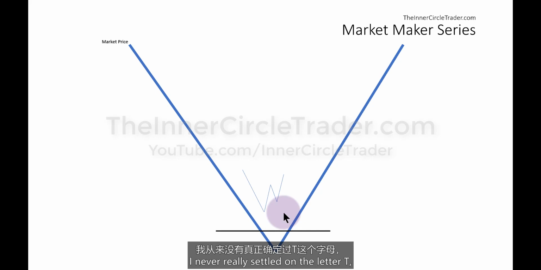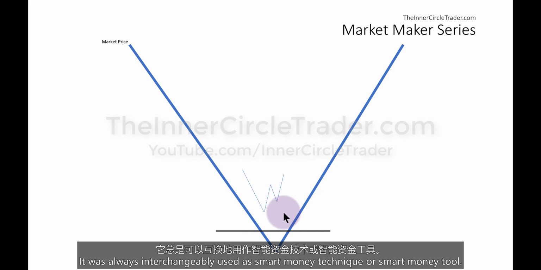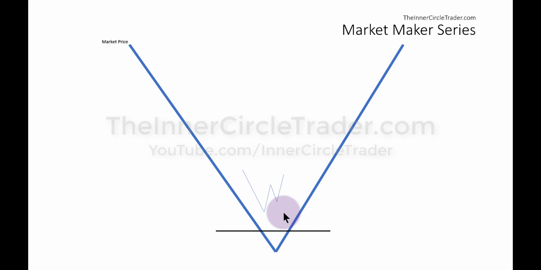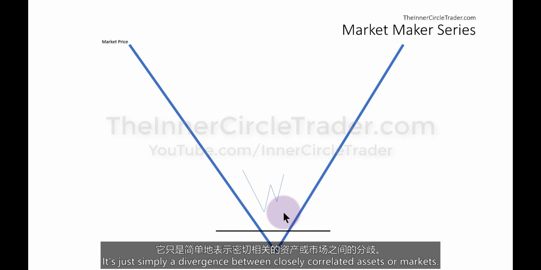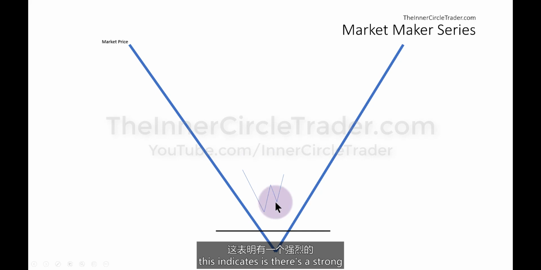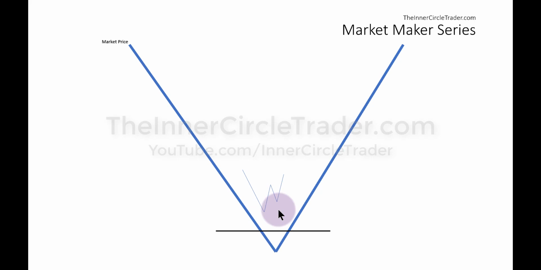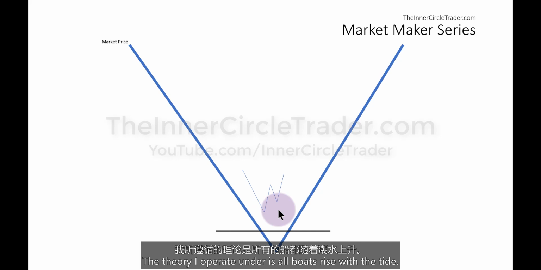I never really settled on the letter T, what it would stand for. It was always interchangeably used as smart money technique or smart money tool. It's just simply a divergence between closely correlated assets or markets. What this indicates is there's a strong disparity between what the algorithm is pricing in for one currency versus another. The theory I operate under is all boats rise with the tide.